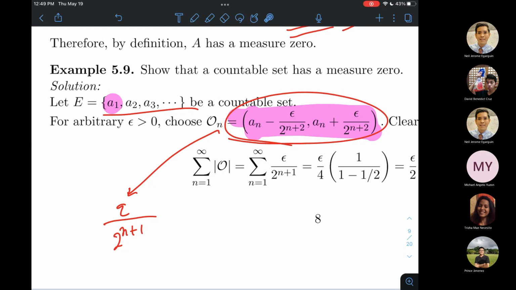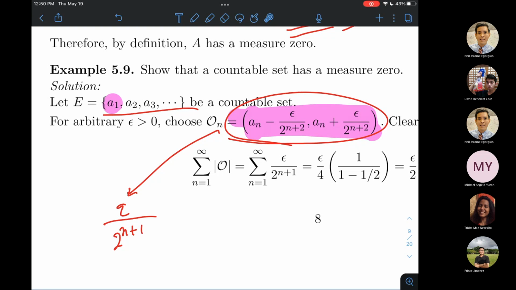So ngayon, nakakita na tayo ng dalawang sets na ang measure nila ay 0. Lahat ng finite set, ang measure niya ay 0. Lahat ng countable set, ang kanyang measure ay 0. Ang measure ng isang interval ay yung length niya. So ang isang interval, hindi na siya measure 0. Kasi ang measure ng isang interval ay yung haba ng interval na yon.